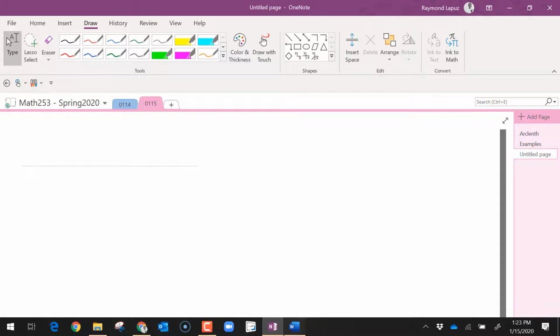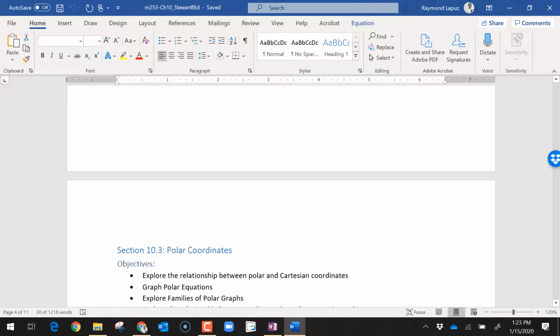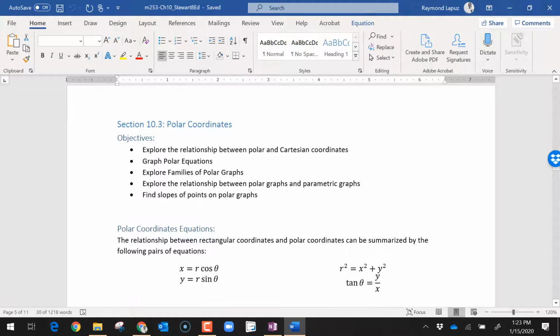All right, let's move on. We're on to the next section. Oh, there's a curvature thing too, but we'll do curvature later. Polar coordinates.